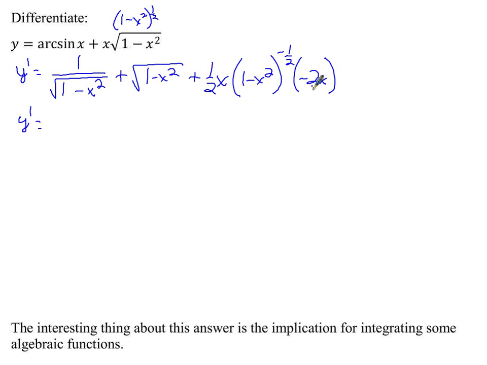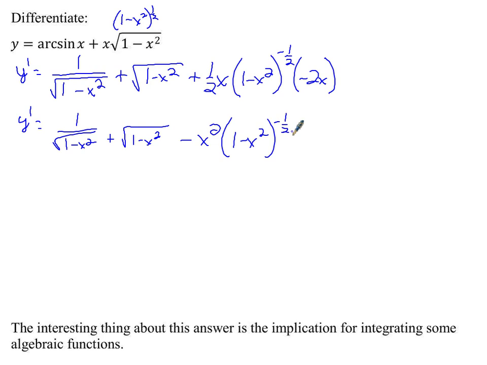1/2 and negative 2. Right. What about this x? Okay, so I'm going to rewrite this now. 1 over the square root of 1 minus x squared plus the square root of 1 minus x squared, minus x times 1 minus x squared to the negative 1/2. Okay.